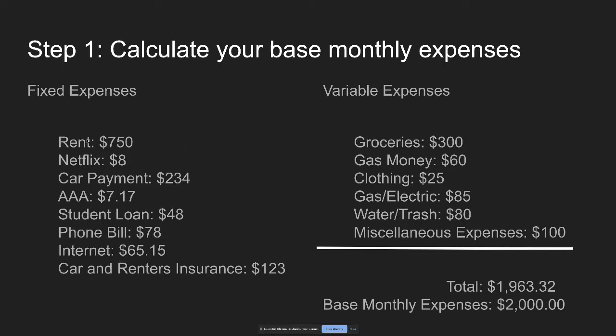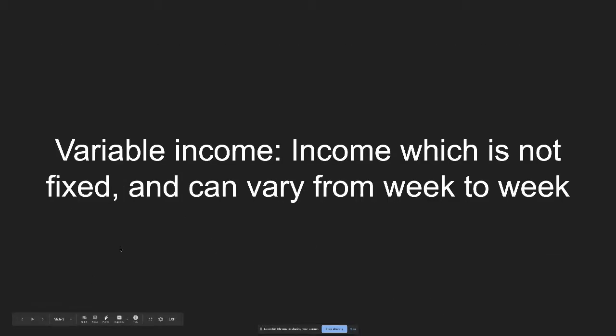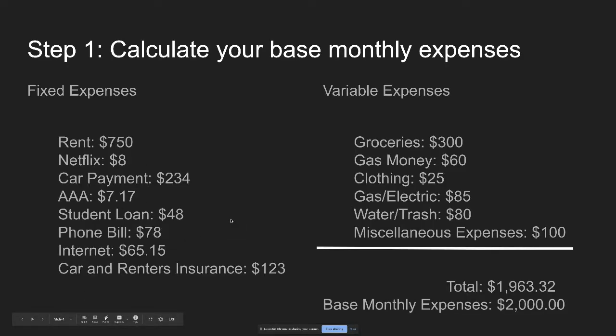So for instance, if your rent is $750 a month every month, put that down. If you pay for Netflix or Hulu or Disney Plus or any of those kinds of subscriptions, put that down on fixed expenses. Your car payment, if you have something like AAA or any other kind of membership services that you pay for, that would go here. Any loans that you pay on a regular basis, credit card payments, anything like that goes here. Also phone bill, internet, insurance, car insurance, home insurance, renter's insurance, anything like that, all that's going to go on fixed expenses.